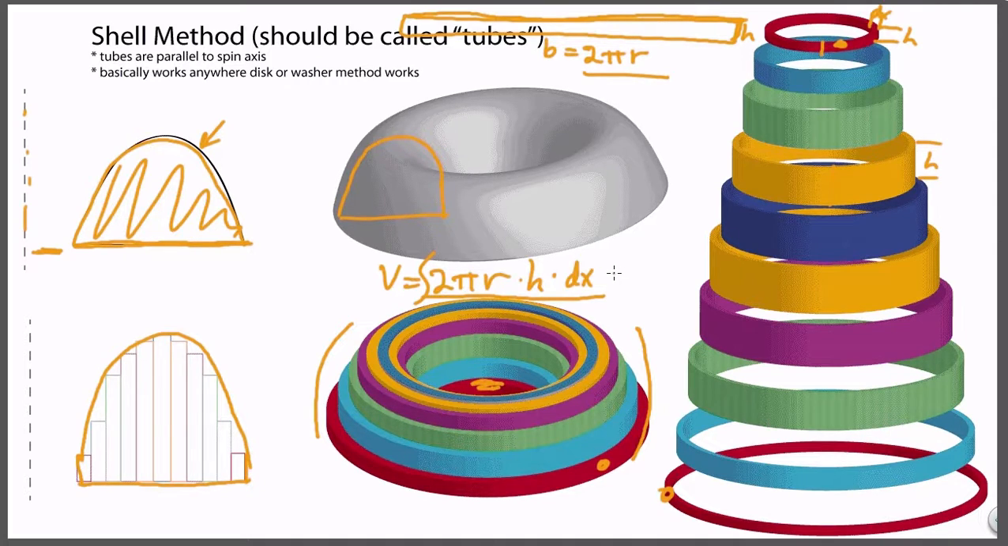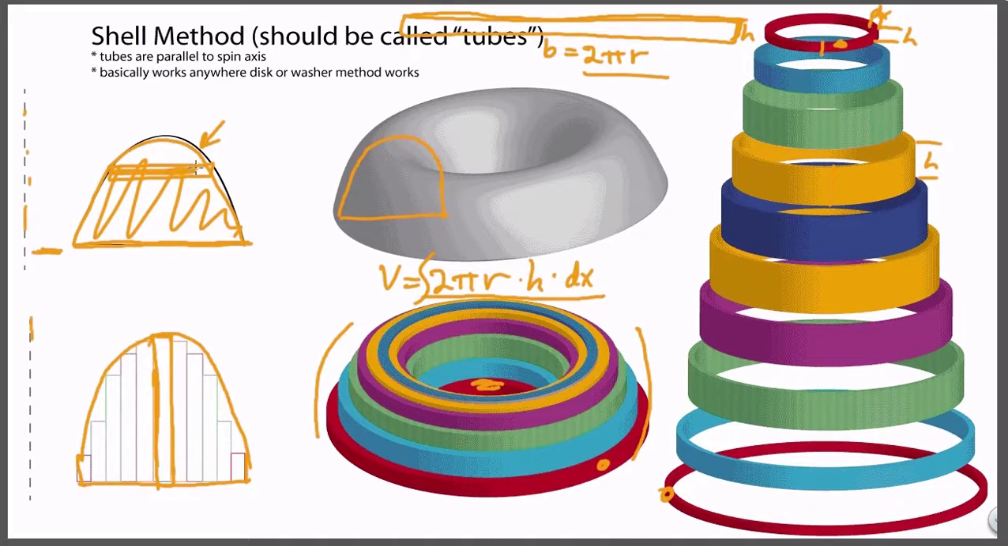So all we're doing is, instead of breaking up a round object into flat pancakes that sit on top of each other, we're breaking it up into tubes that nestle inside of each other. And here's the big trick, the reason this works for some problems that washer method does not: these little representative rectangles are parallel to the spin axis. That's the biggest difference in the execution of washer method versus shell method. In shell method, the representative rectangles are parallel to the spin axis. That's how you get a tube. But in the washer method, they were perpendicular.